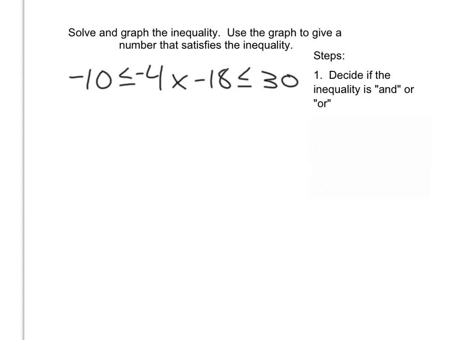Okay, so this example says to solve and graph the inequality. And then it says use the graph to give a number that satisfies the inequality. Step 1 is to decide if it's an and or an or inequality when we want to solve this.